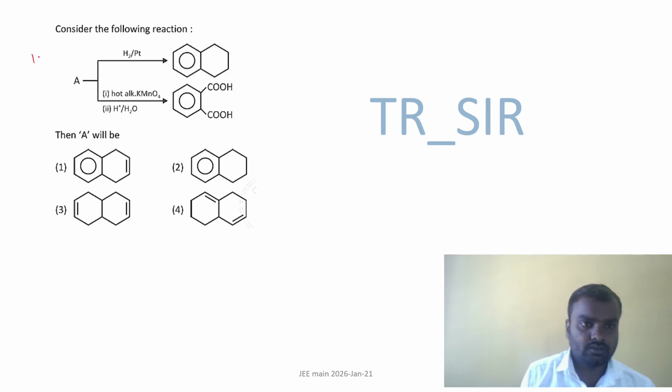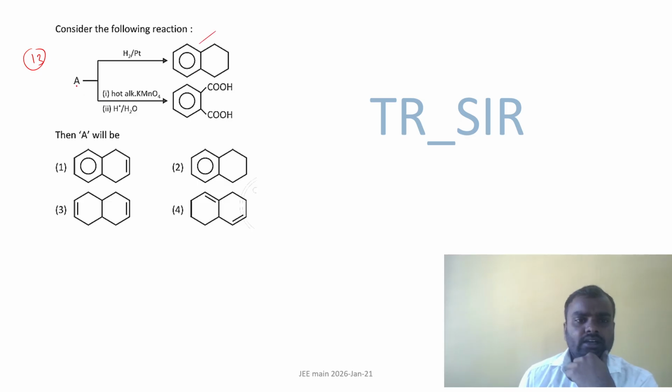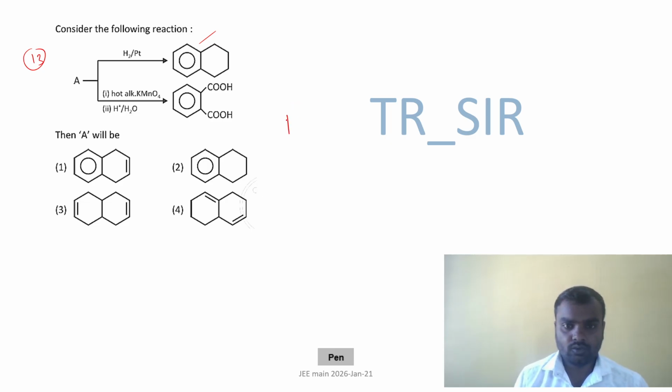Now question number 13. A is treated with H2 and platinum, and B is the product. Now A is also treated with hot alkaline KMnO4, H plus. This question will be based on something like this. Suppose I take benzene connected to any R group.